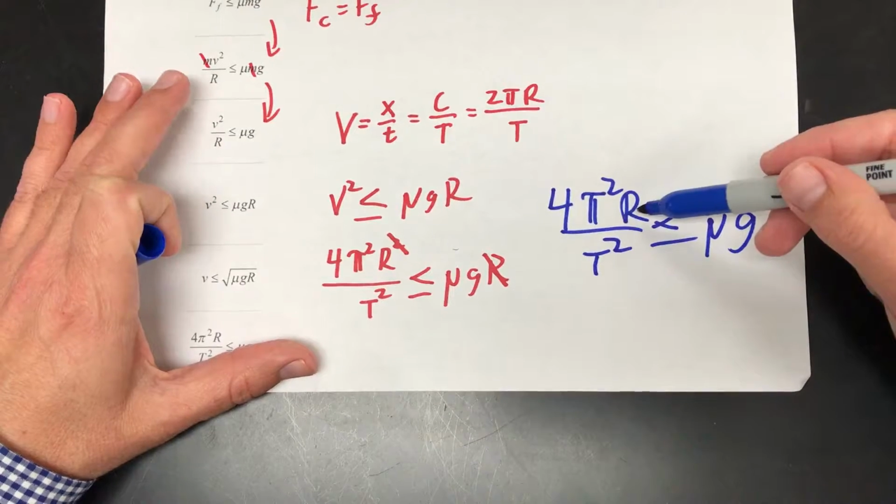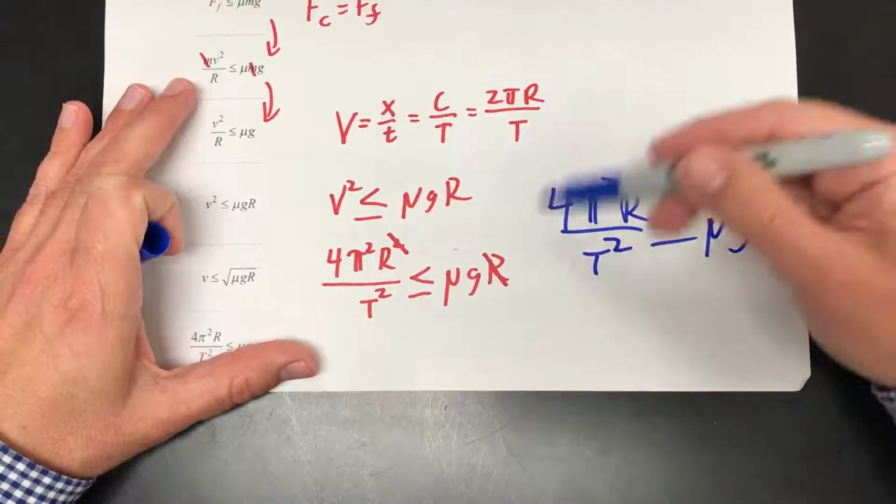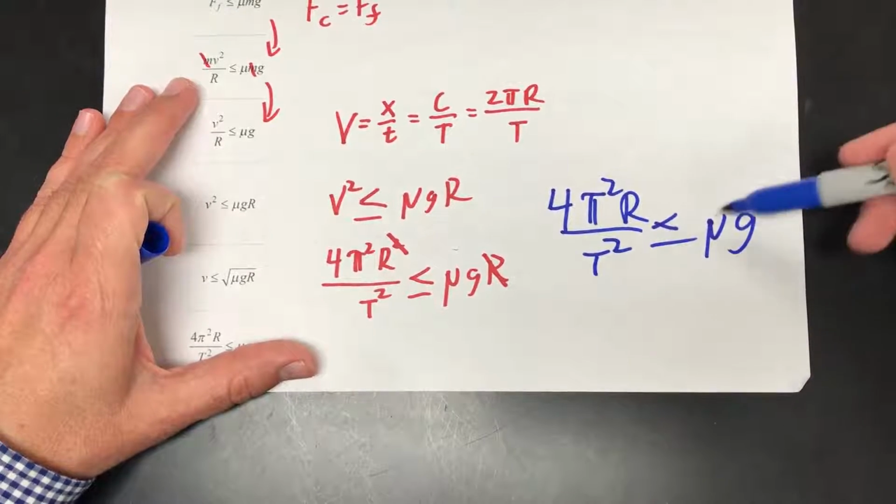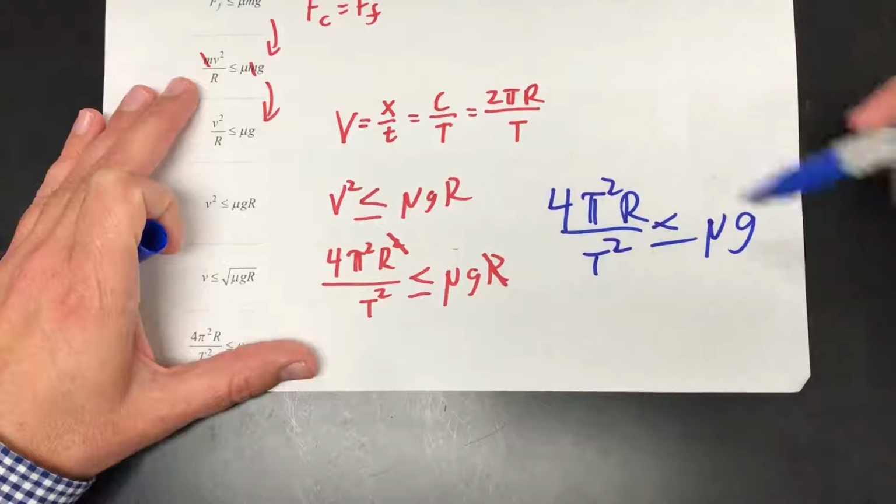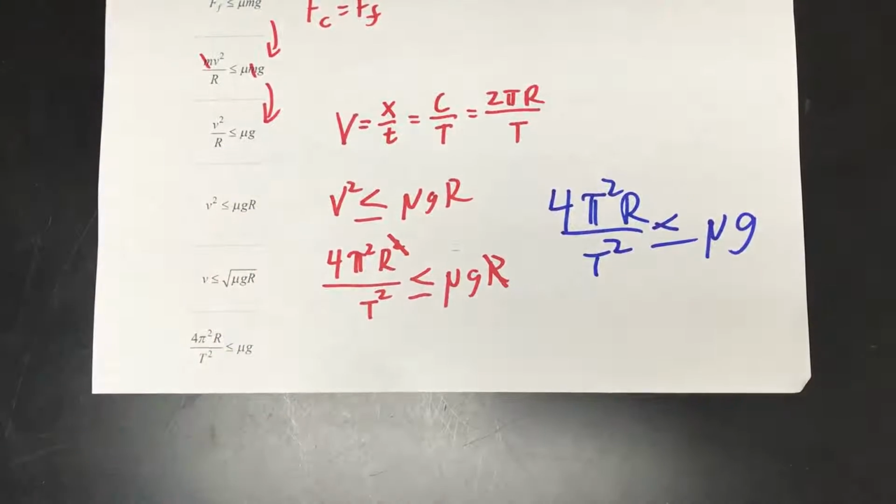If that radius gets too big, then this side is going to get too big. And remember, ultimately, this side is fixed, so we can make this side bigger than that side, and that's when it will slip. So what is Blake thinking of when he's talking about the car going around the circle?